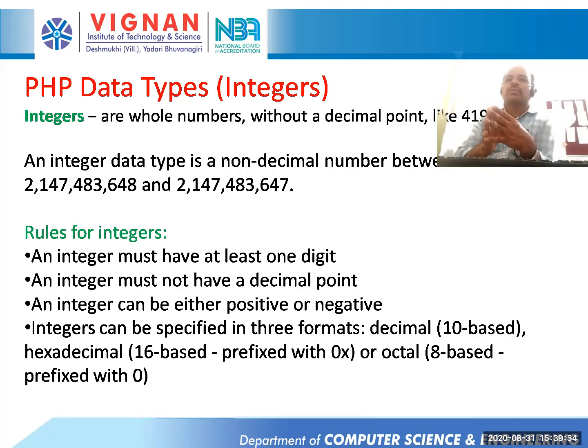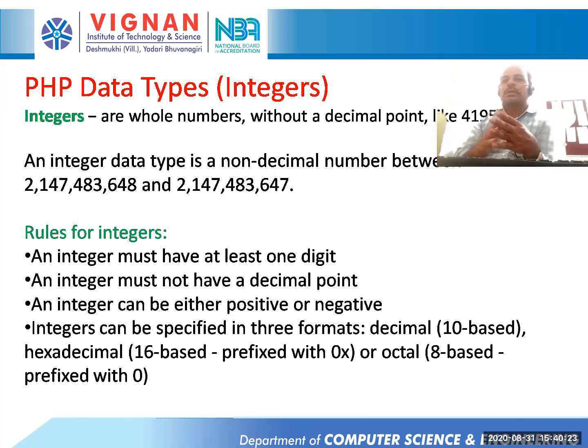An integer must have at least one digit. It can be 0 or it can be 1. One is also an integer, 2, 3, 4 up to 9. Any single digit number is also an integer. An integer must not have any decimal point, so it should not have decimal points like 2.6 or 2.7. This is not an integer number. And an integer can be either positive or negative.